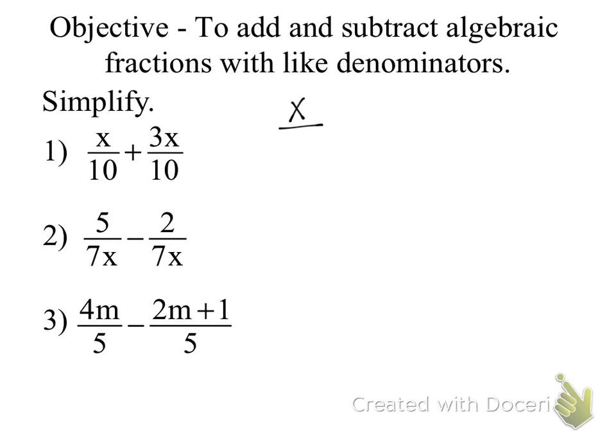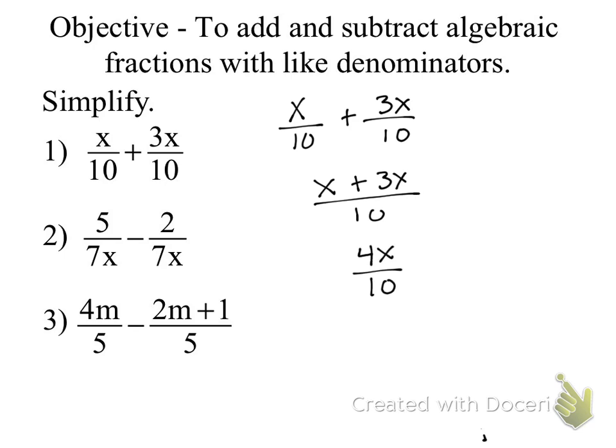So when I have x over 10 plus 3x over 10, can't we say that that's x plus 3x all over 10? And then we simplify the numerator, and what does that become? 4x over 10. And the last step we do is reduce. 2 goes into that twice and into that 5 times. So it's 2x over 5. Okay? Questions? Okay, next.